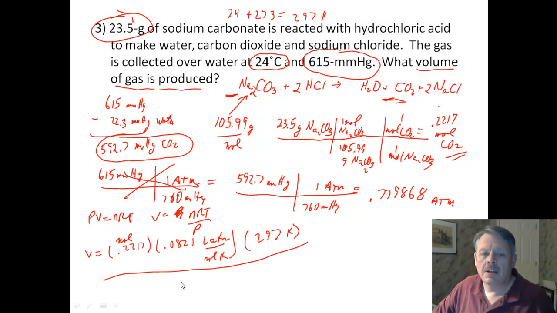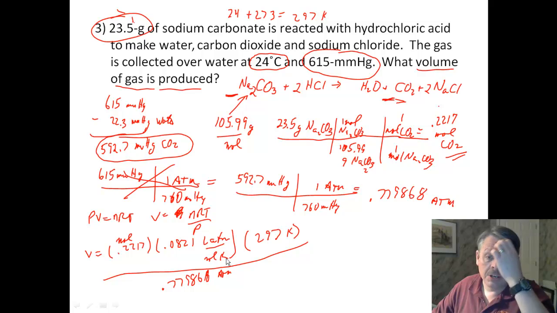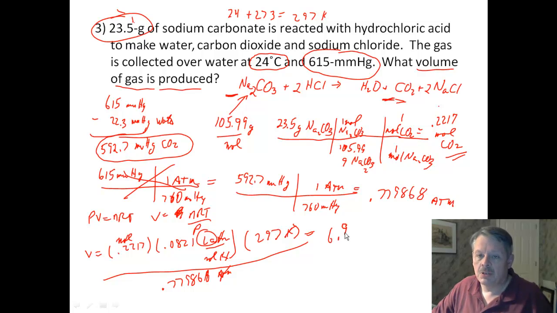And I'm dividing that by my pressure, and my pressure in atmospheres is 0.779868, and that's atmospheres. Now, I check my units to make sure that I'm getting rid of things. I've got atmospheres in 2 places. I've got Kelvin in 2 places. Moles in 2 places. What I'm left with is liters, which is what I want for volume. So my final answer here is going to be 6.94 liters of CO2. And that's my answer to number 3.